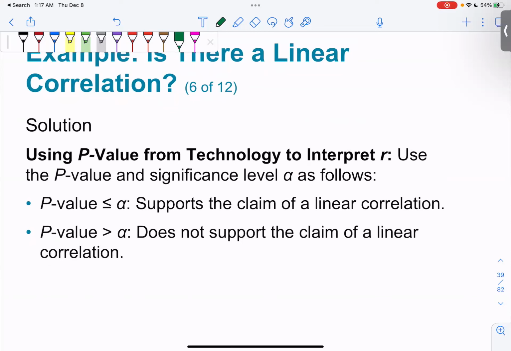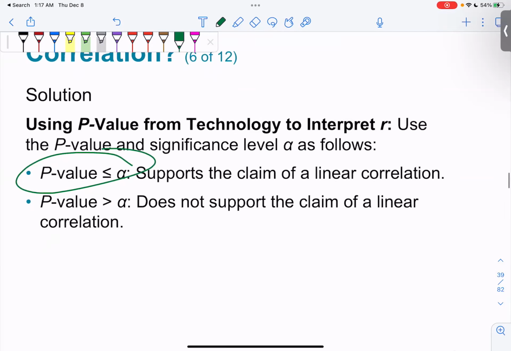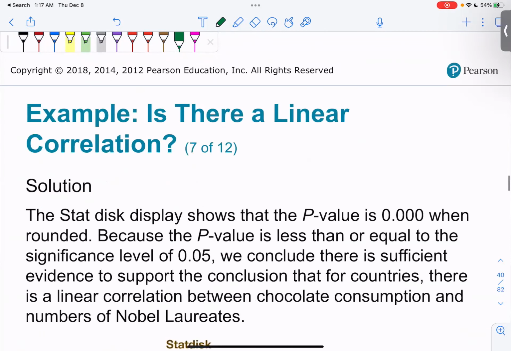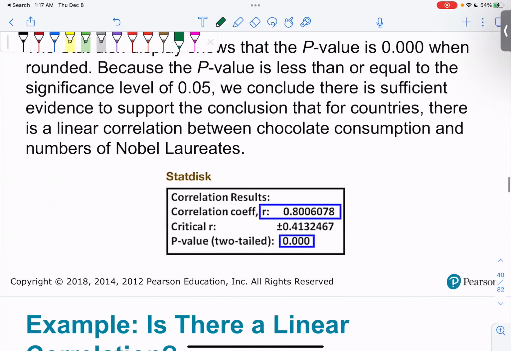And then we can check the P value for this one. If the P value is less than 0.05, yes, we support the claim that we have linear correlation. If the P value is greater than 0.05, we don't support that claim. Okay, so let's see here now.